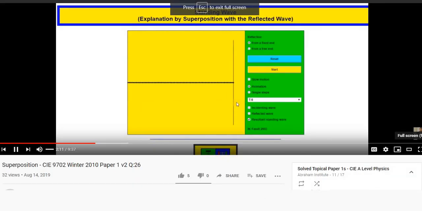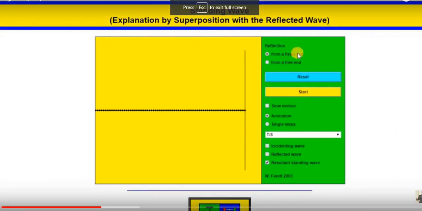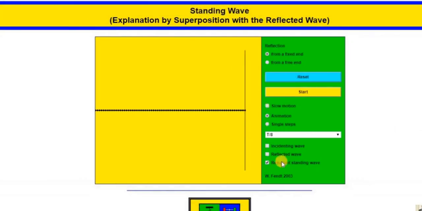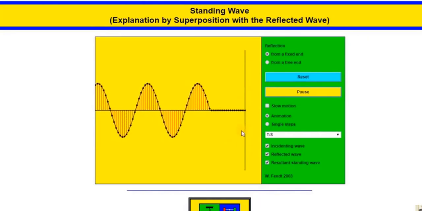Okay, over here we have a fixed end, so I have selected fixed end over here. Then I will click these two also so that you can see the incident wave. Let's start the animation. So what happens is, you have the microwave, which is an electromagnetic wave coming like this. Here is the trough, here crest, here is the trough. So this is the electromagnetic wave, the microwave, coming towards the hard end, the wall.